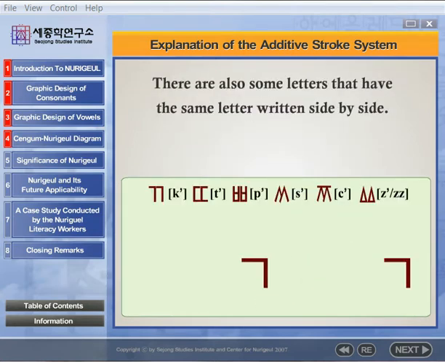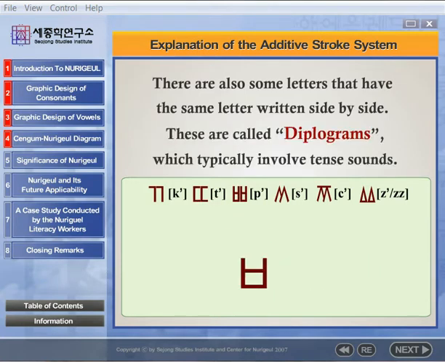There are also some letters that have the same letter written side by side. These are called diplograms, which typically involve tense sounds.